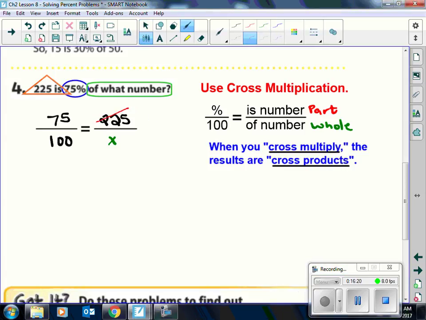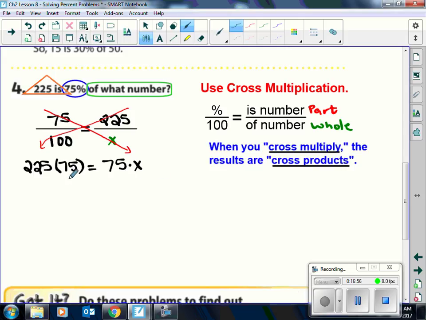So on one side, we're going to multiply 225 times 100. So that's 225, and I don't want to use the x for multiplying because I have an x right there, right? So I'm going to use parentheses, times 75, and that's equal to, now I got to multiply on the other side, 75 times x. So this is going to be 75 times x. So now we're going to simplify.